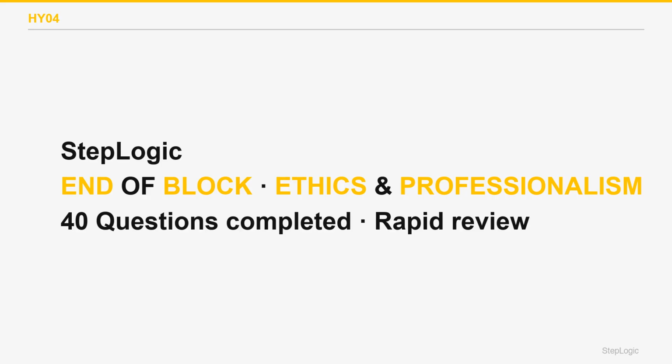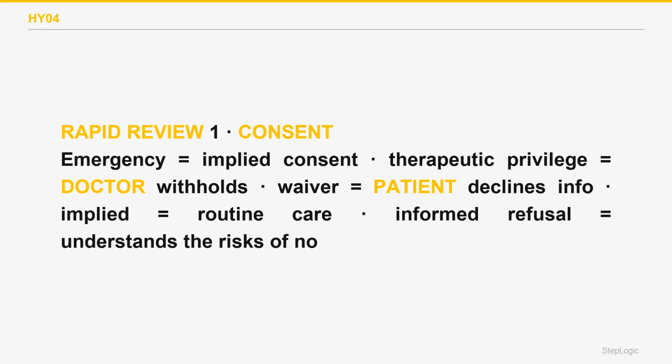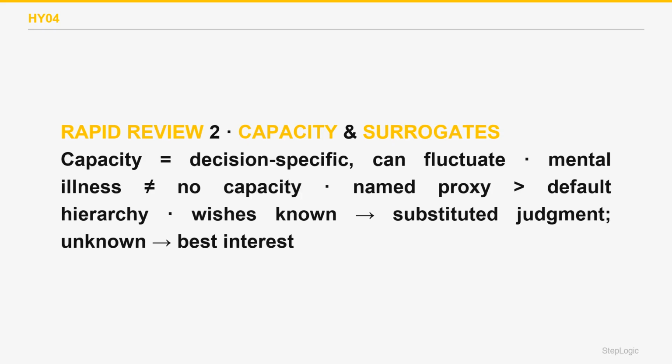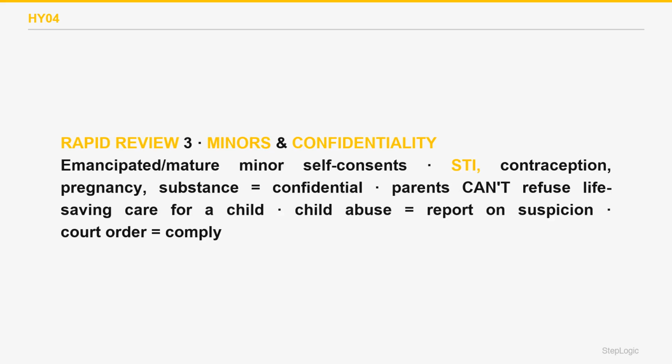That's the playlist. 40 of the highest yield ethics scenarios, the one showing up more every year. 60 seconds to lock the rules. Consent needs a capable, informed, willing patient. Emergencies imply it. A patient can even waive the right to be informed. A designated proxy outranks the next of kin. Decide as the patient would when wishes are known. Use best interest when they are not.